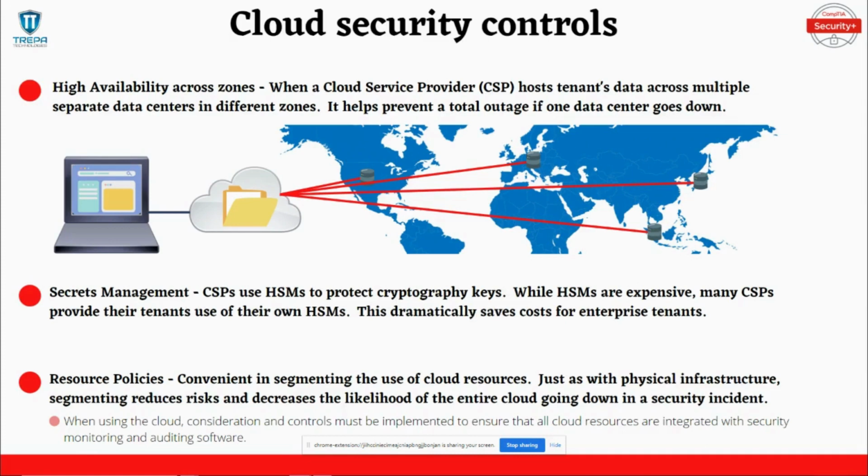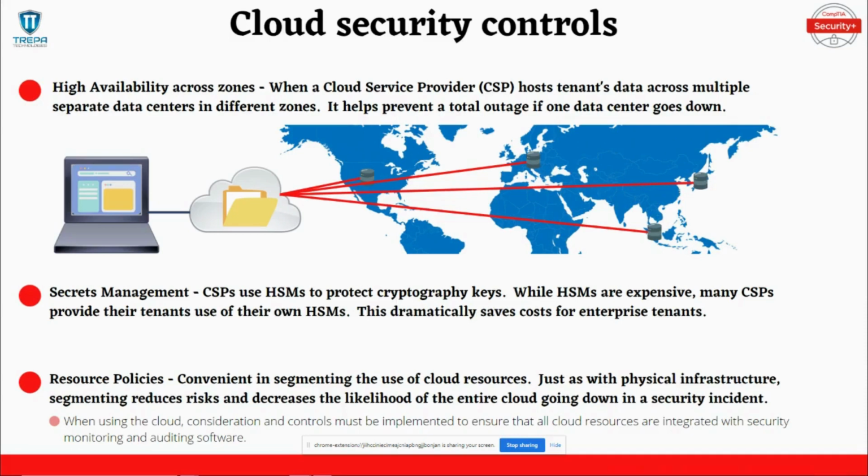A cloud service provider will provide your enterprise with high availability by providing you the ability to spread your data across many different data centers that are geographically dispersed. High availability prevents a total outage if one data center in the cloud goes down. So that's what we mean by high availability across zones.